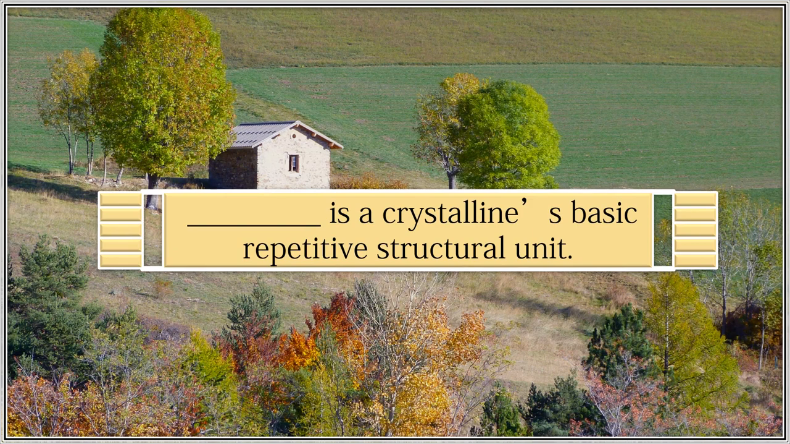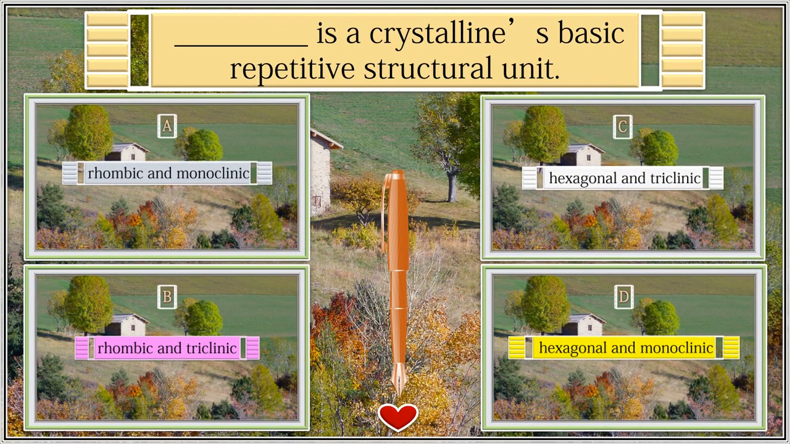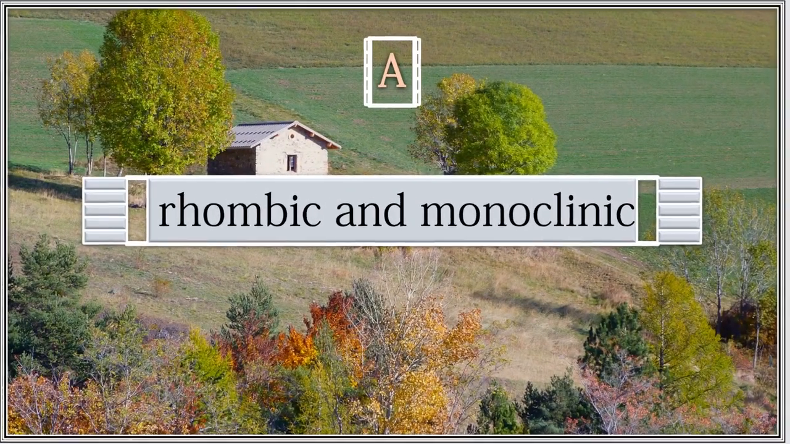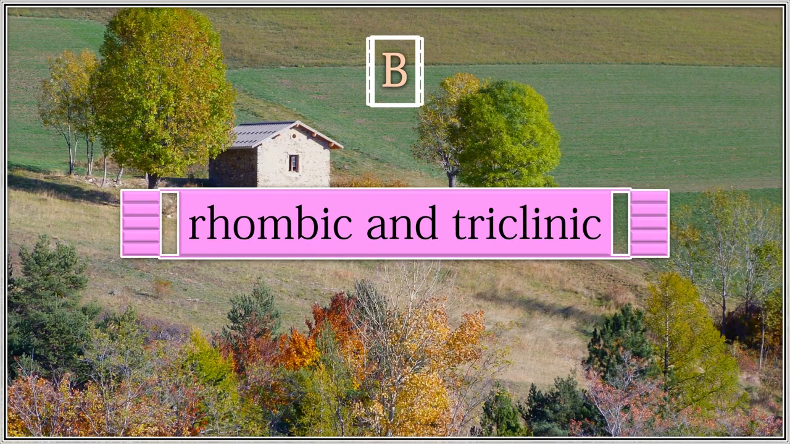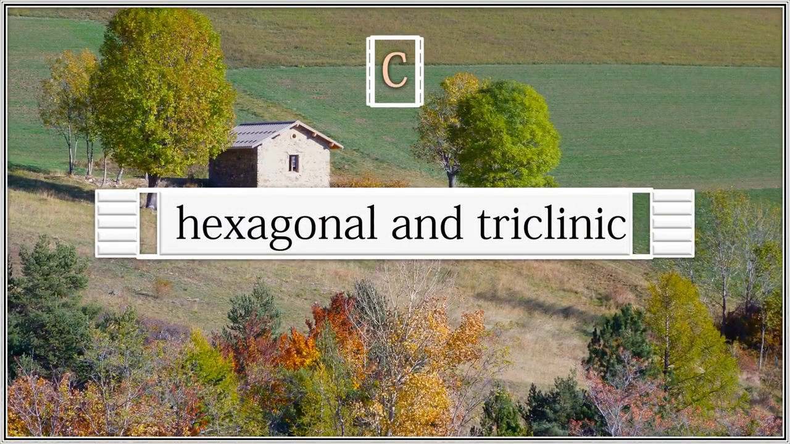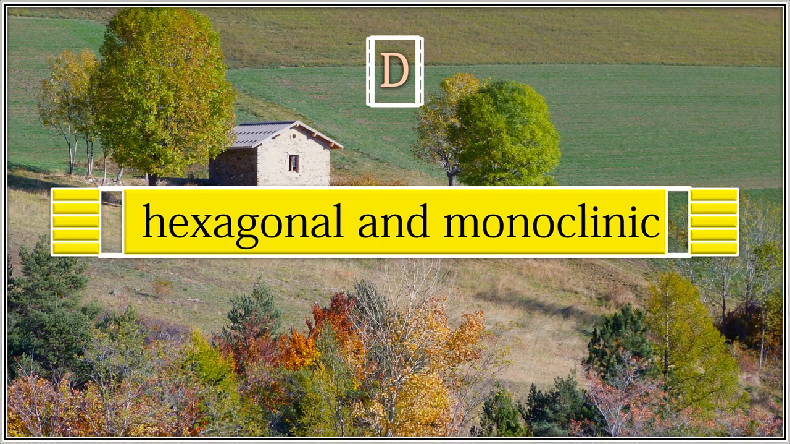Dash is a crystalline, basic, repetitive structure unit. Rhombic and monoclinic, rhombic and triclinic, hexagonal and triclinic, hexagonal and monoclinic.